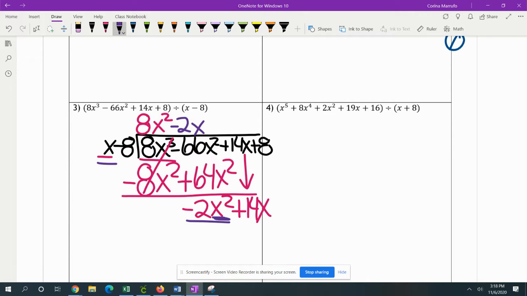So then when we multiply the negative 2x times the x, that gives us negative 2x squared. We multiply the negative 2x times the negative 8, that gives us a positive 16x. Let me erase this so it doesn't get super messy.